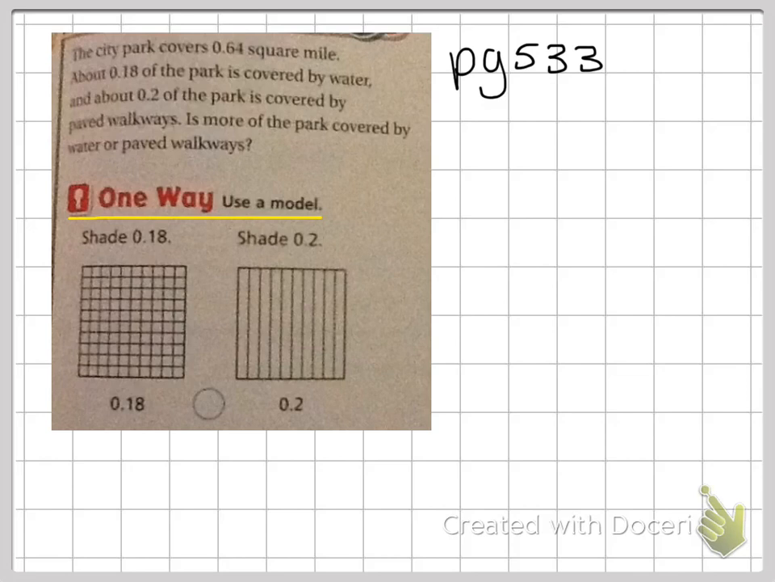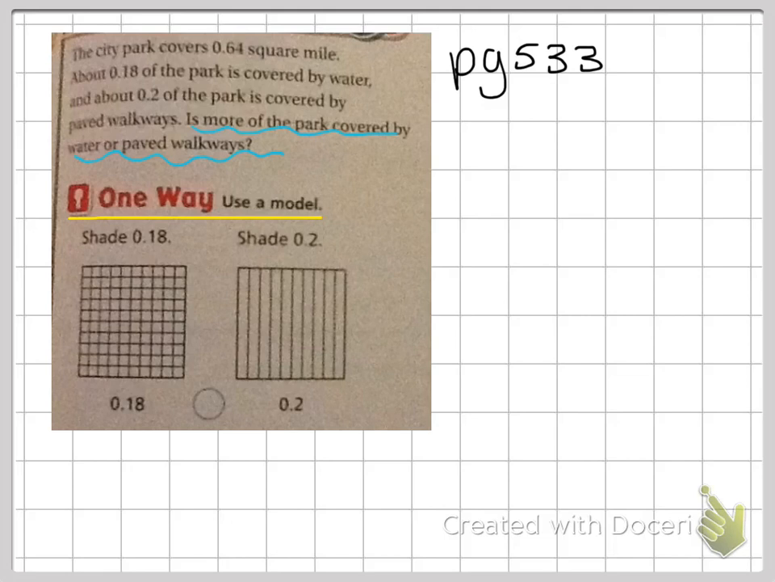The city park covers 0.64 square miles. About 0.18 of the park is covered by water, and about 2/10 of the park is covered by paved walkways. Is more of the park covered by water or paved walkways? So that is our goal, that we're trying to figure out which one is covered more in this park.